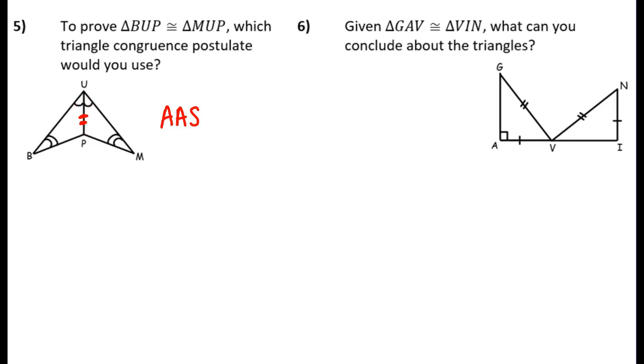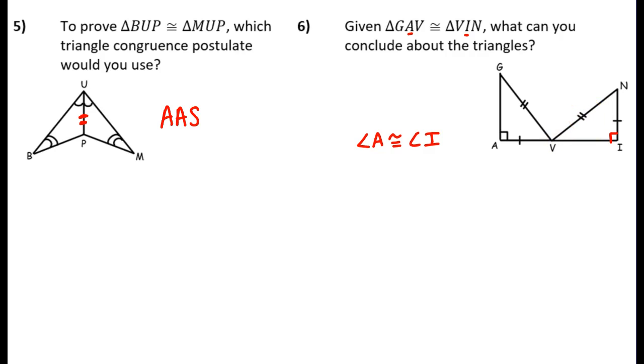In number 6, it says, given that triangle GAV is congruent to triangle VIN. So they're telling you they're congruent. That means that A matches up with I, so I must also be a right angle. What can you conclude? Well, we just said angle A has to be congruent to angle I because they're both right angles. I already know that AV is congruent to IN, so I don't need to repeat that. I know that GV is congruent to VN. I don't need to repeat that.